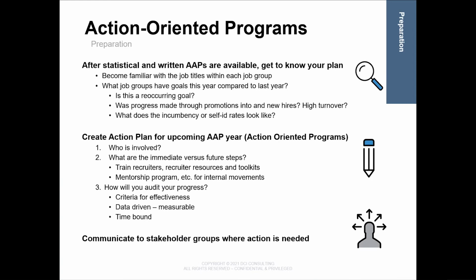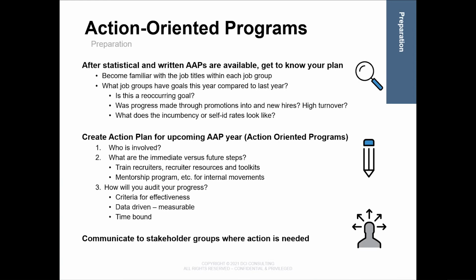So after your statistical and written AAPs are available, you really want to get to know your plan. You want to become familiar with the job titles within each job group, what the job groups that have these goals are like compared to last year. So is it a recurring goal? Was there the same goal in this job group the prior year? Was progress made through promotions and new hires the previous year? Did you see any high turnover in that same job group? And what does the incumbency or self-ID rate look like in this job group?